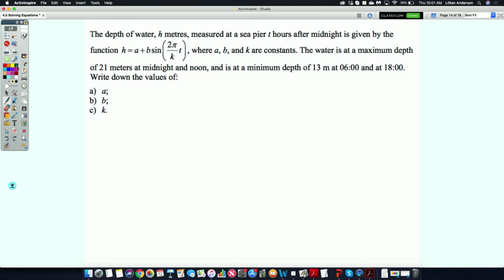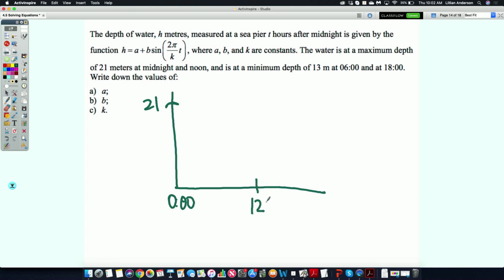Okay? It says water depth is at a maximum of 21 at midnight and noon, and the minimum depth of 13 at 6 and 1800. They always do time in military time. Graphically, what that means is that the water is at its maximum height of 21 meters at midnight, which is 00 hours, okay? And then again at noon, it is at its maximum height. It's at its minimum height at 6, and then again at 18. And its minimum depth is what?